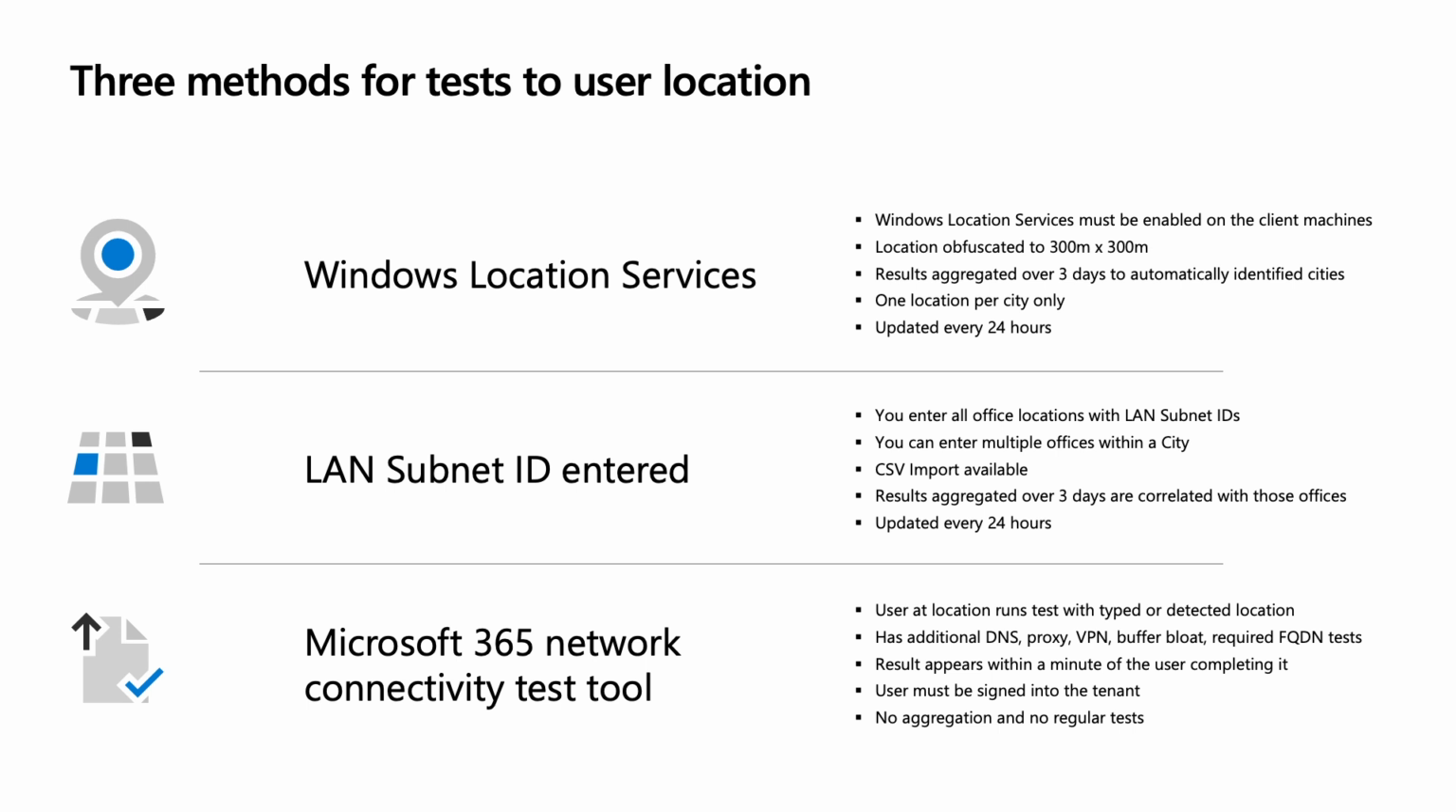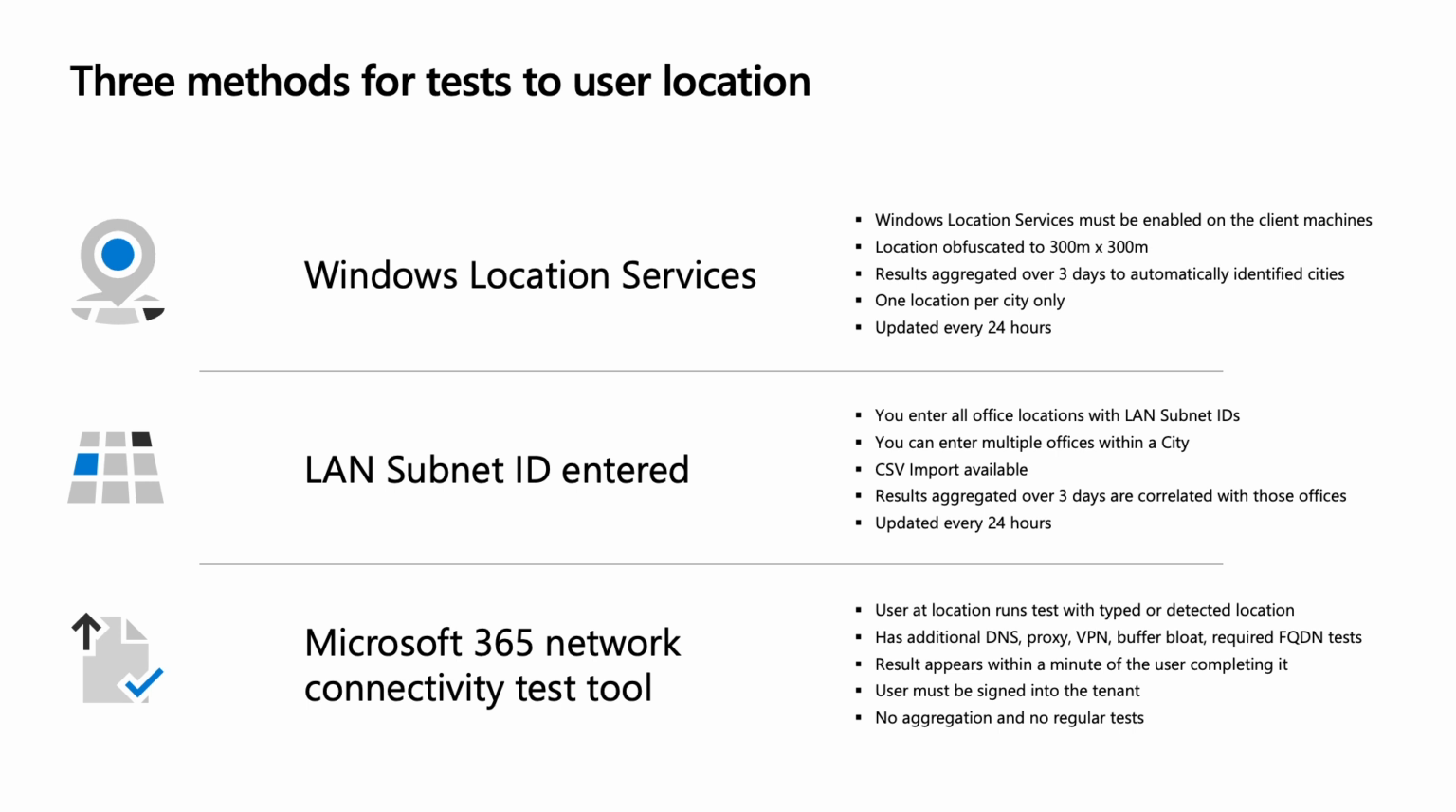The third way is by running our standalone tool, the Microsoft 365 Network Connectivity Test Tool. And using this tool, you can ask a user at each location to run the tool and submit the tests into your tenant. By doing this, you can see those results in the admin center, and you can get network insights and network assessments based off those results.